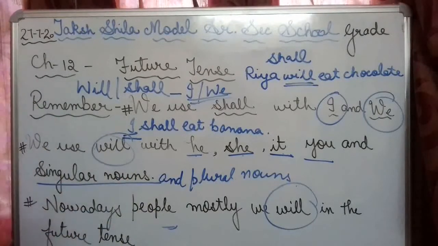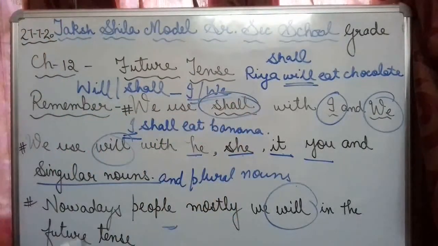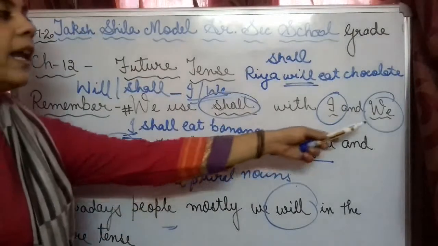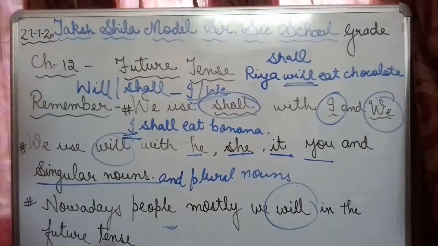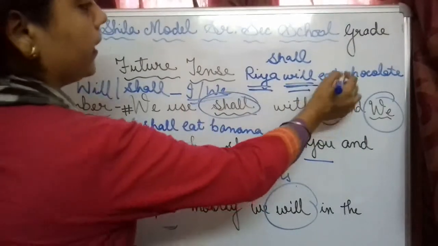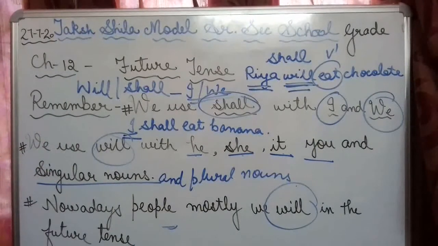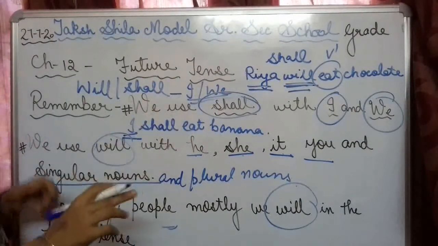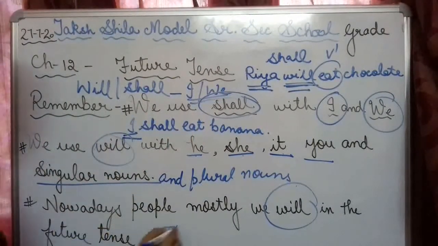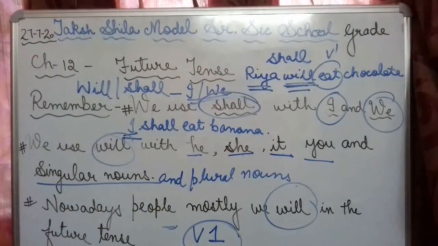Just in speaking you can use will right now, but in writing you just have to write shall only. Here you just have to write shall. With I and we use shall. And the sentence is: subject, will or shall, and then the first form of verb, then object. Clear? With will and shall we always use the first form of verb. Clear?